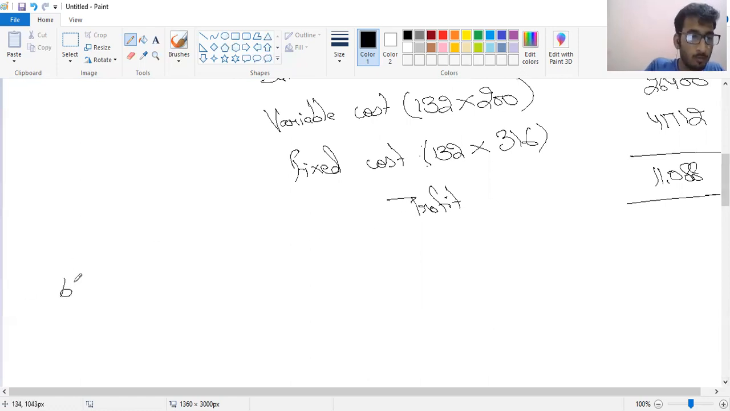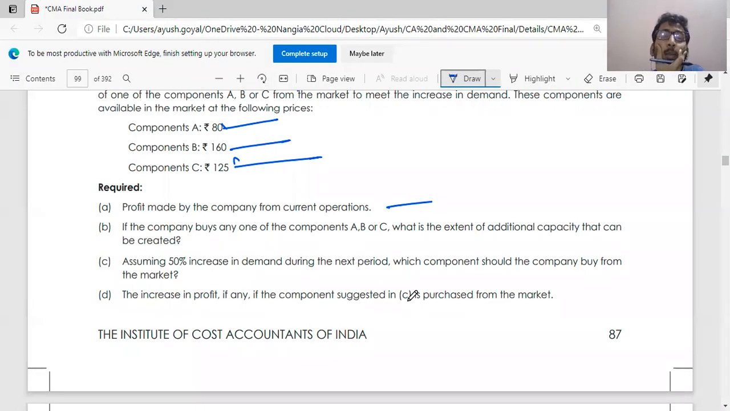Now let's come to B. The first part is clear. So profit we have calculated. What is the second thing the question is asking? If the company buys any one of the components A, B, C, what is the extent of additional capacity that can be created? So if we buy any of the components A, B, C from outside, what additional capacity can we create?